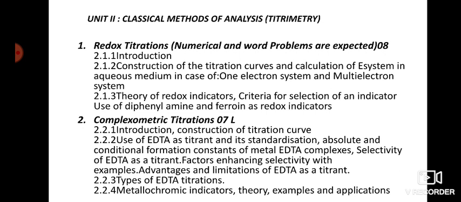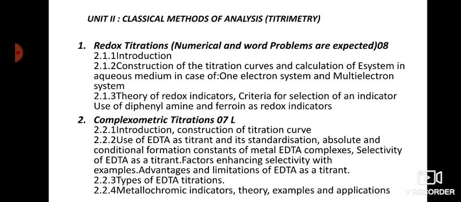In the redox titration we are going to learn construction of the titration curves and calculation of E system in aqueous medium in case of one electron system and multi electron system. And at the end of this topic, theory of redox indicators, criteria for selection of an indicator, uses of diphenylamine and ferroin as redox indicators. In the examination on this topic they ask numerical and word problems.